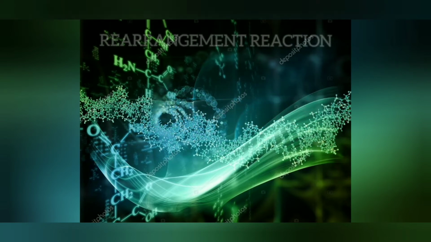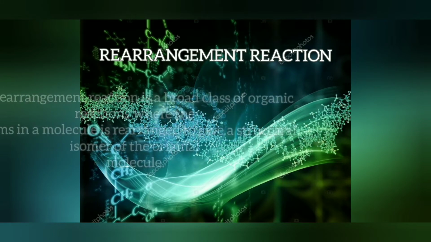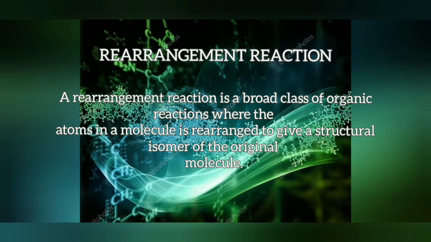Another general type of organic reaction is the rearrangement reaction. A rearrangement reaction is a broad class of organic reactions where the atoms in a molecule are rearranged to give a structural isomer of the original molecule. Structural isomers are organic compounds that have the same molecular formulas but different structures.